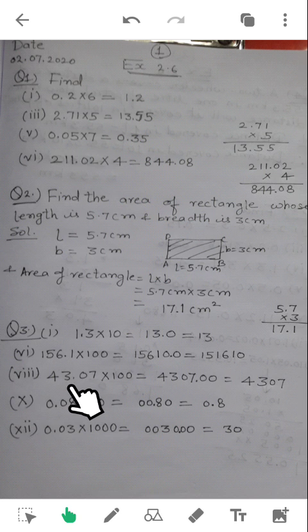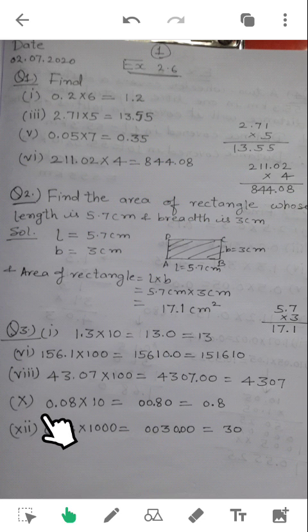Now we are coming to eighth part. Eighth part is 43.07 into 100. We have written 4307 like this, the number without decimal, and in 100 there are 2 zeros, so we have placed here 2 zeros. अब यहाँ पे देखेंगे डेसिमल के बाद 2 डिजिट है, तो आप पीछे से 2 गिनोगे 1 2 और यहाँ पे आपने डेसिमल लगा दिया and answer will be 4307.